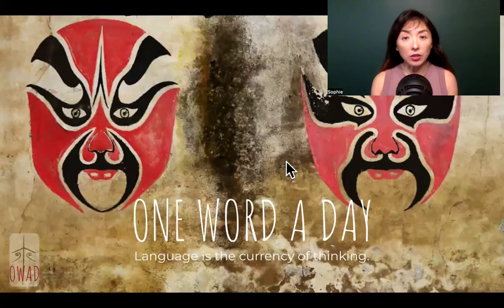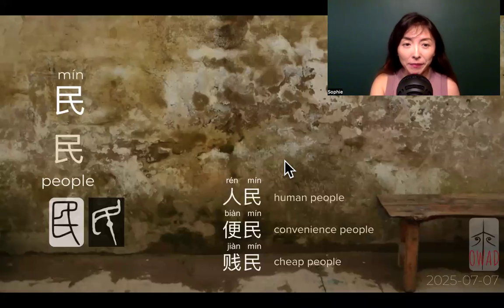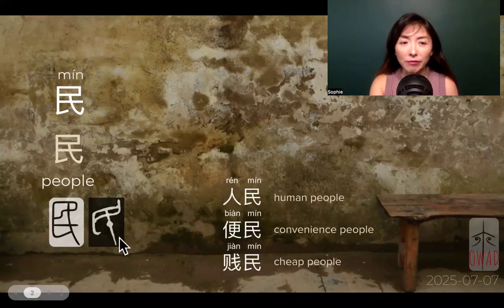I'm Sophia, pilot into the universe of Chinese, continuing to explore Classical Chinese Characters. I like it. CCC. So Min is today's character, and I put two versions of Min here.